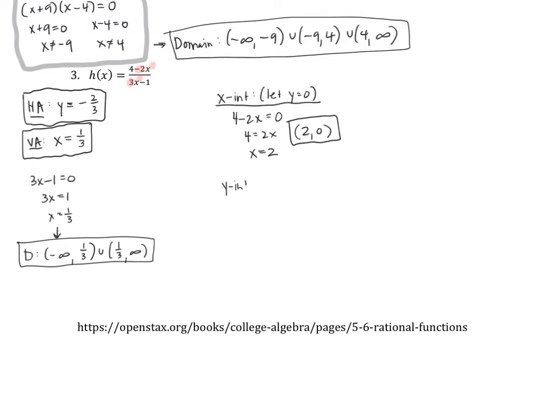And then the y-intercept, we're going to let x be 0. So we're going to have y equals 4 minus 2 times 0 over 3 times 0 minus 1. So we're going to have 4 over -1, which is -4. So 0, -4 is the y-intercept. Okay, so now we found all the pieces for that one.